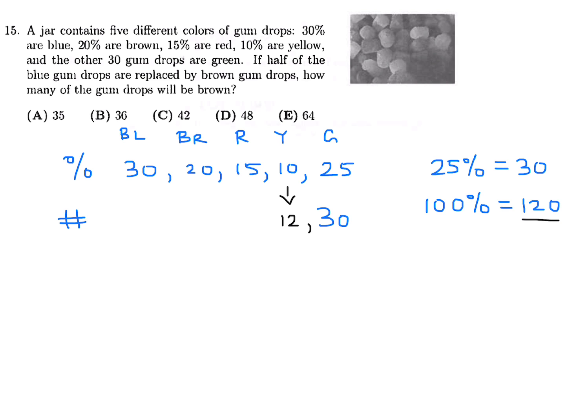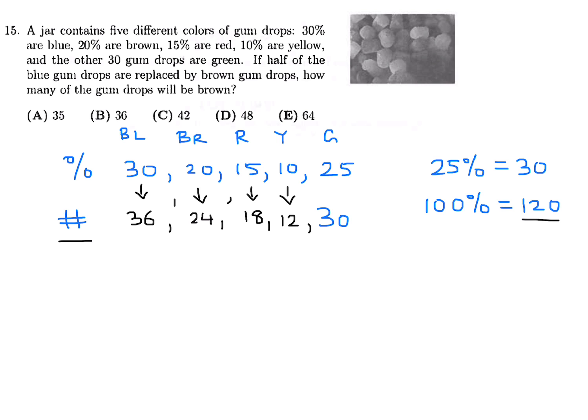10% of 120. 30% would represent 36, 20% would represent 24, and 15% would represent 18, in terms of numbers. Now what they're doing is what are they doing?